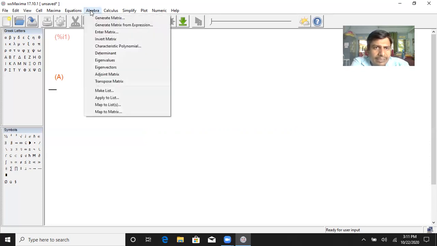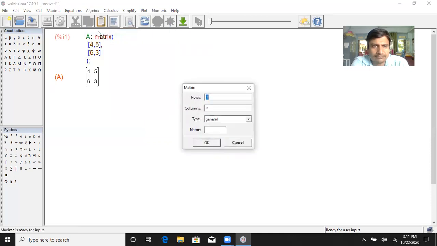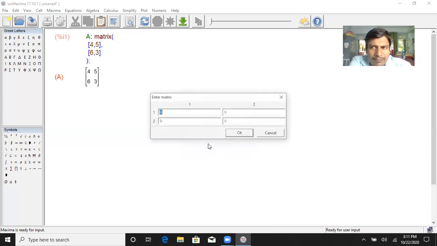Same way, go to another example, the B matrix. Once again go to Algebra, then Enter a matrix. This is also 2 rows and 2 columns. For 2 rows, you press the tab button, then come to the columns, that is 2 columns. This is also general. Then the naming you are giving is capital B, since A is already taken.